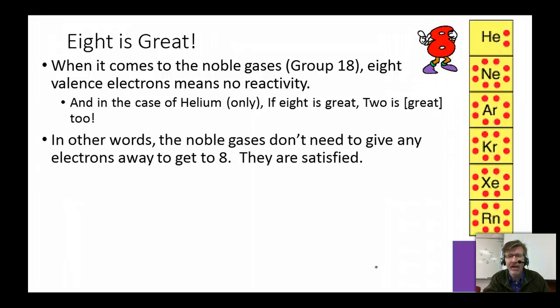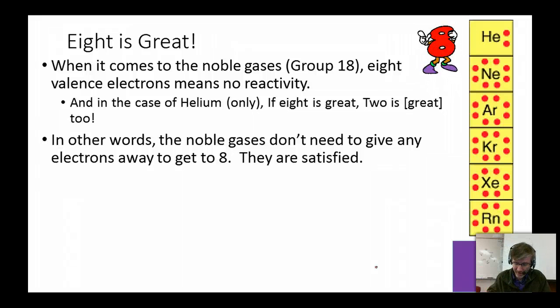In other words, you can think of an atom as trying to fill its valence electron shell. We call this place where the electrons are an electron shell. We'll talk more about shells later, but noble gases don't need to give any electrons away to get to 8. They're satisfied, so they don't need to give away any.